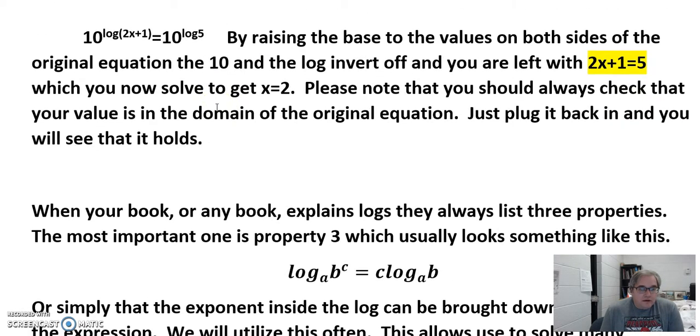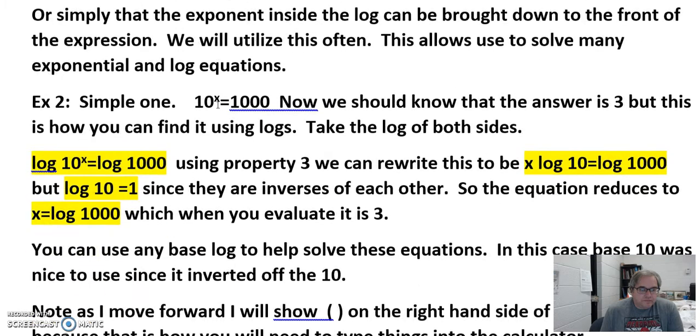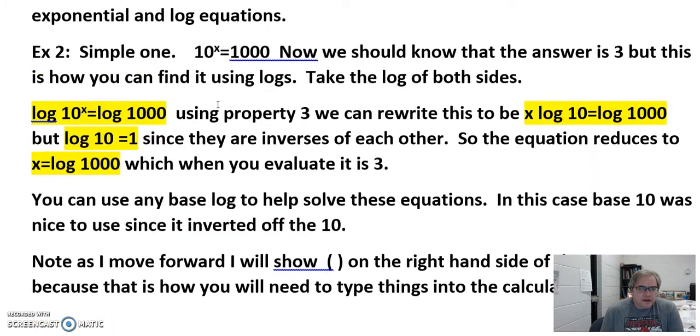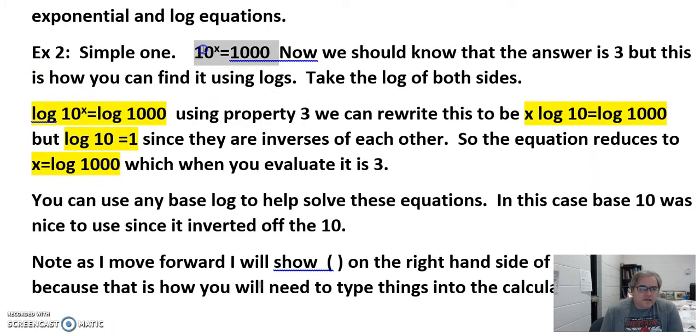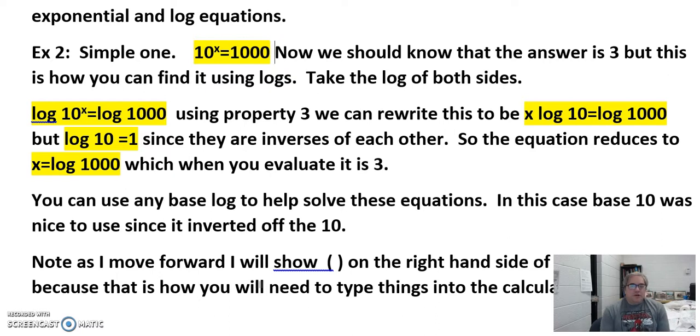Okay. Now, more importantly, let's look at equations like this. Here I have 10 to the x is equal to 1,000. Now we know the answer to this. The answer to this one's going to be 3. But I want to show you a technique for solving it. And the technique involves property 3 that we discussed.